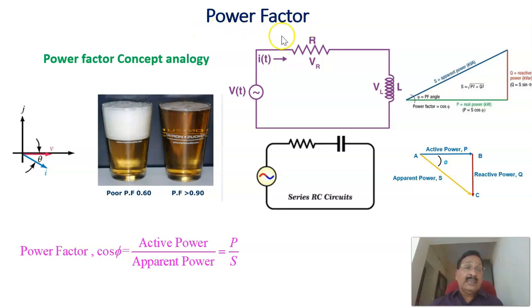Again, coming to the power factor concept analogy, here again this is an RL circuit with an AC source, or an RC circuit. As you already saw, this is the real power and this is the reactive power. This is the apparent power. The ratio of real power to the apparent power is the power factor. Here also this is the active power, reactive power, and apparent power. The ratio of the active power, P divided by S, is the power factor of the circuit. And we can see that as analogous.